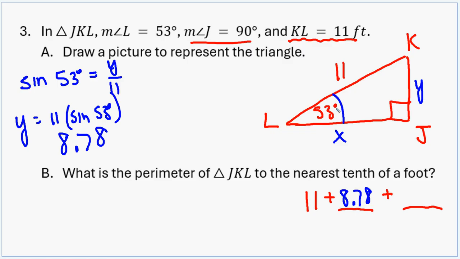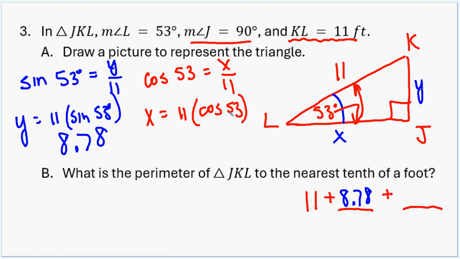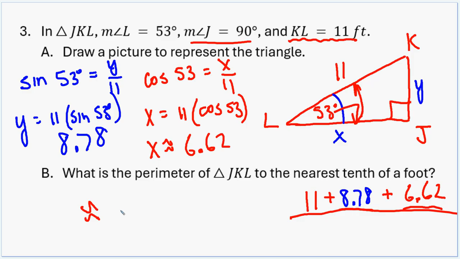And now we got to get side x from 53. X is adjacent, and we have hypotenuse, so that'll be cos. The cos of 53 is x over 11. Multiply both sides by 11, so that'll be 11 times the cos of 53, which is approximately 6.62. So I'm going to put that down here, 6.62. And if we add all those up, and round it to the nearest tenth, we're looking at about 26.4 feet.